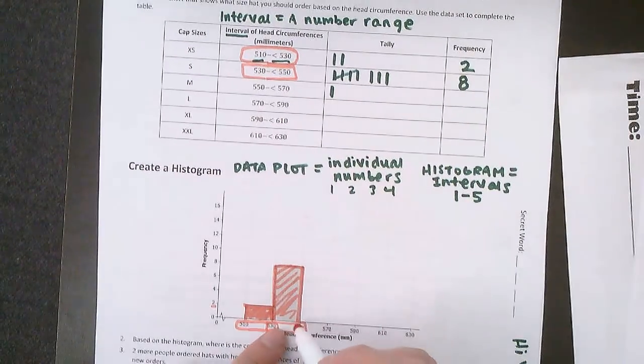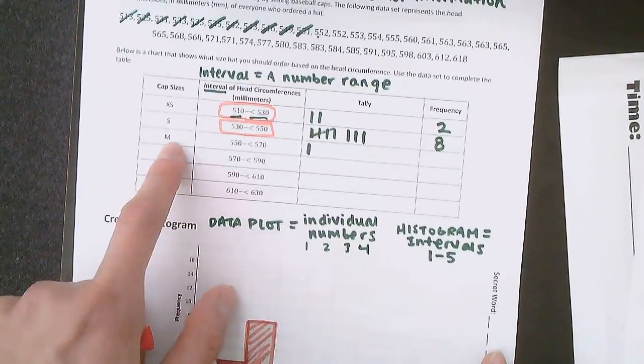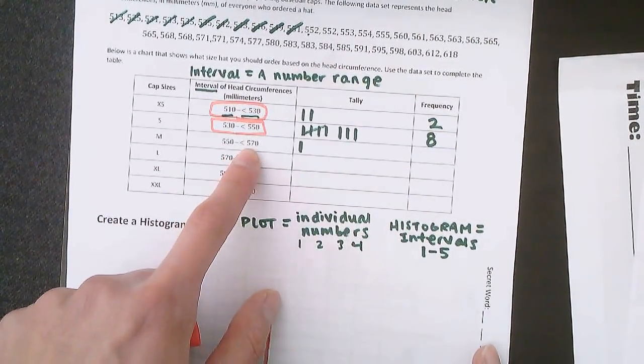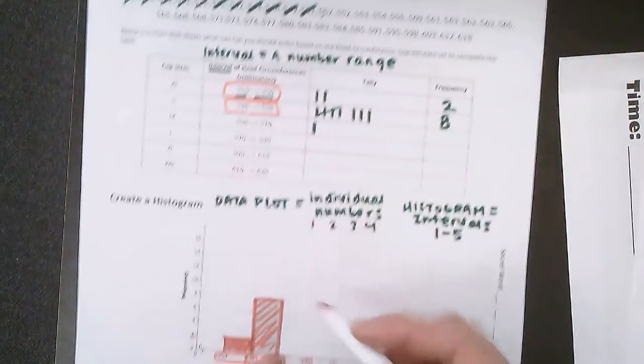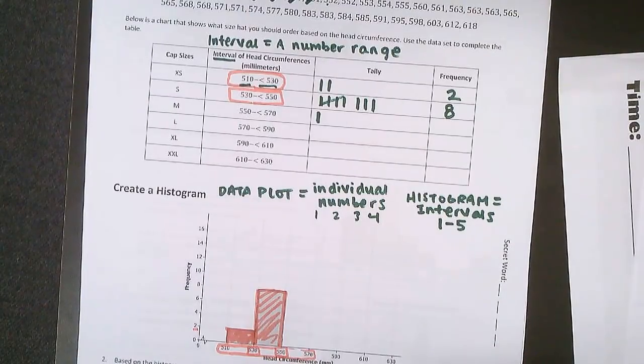So then the next number range would be 550 to 570, and you would look up here, that was size medium. How many people were in between the range 550 and 570? That's how high you'll draw up your rectangle right here.